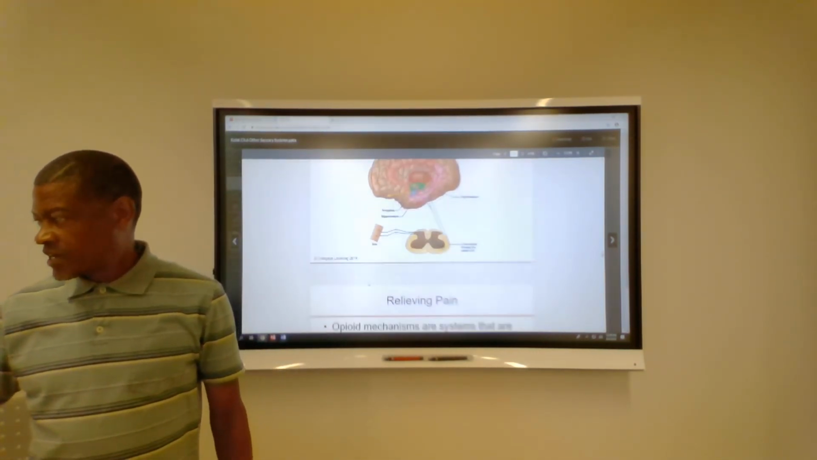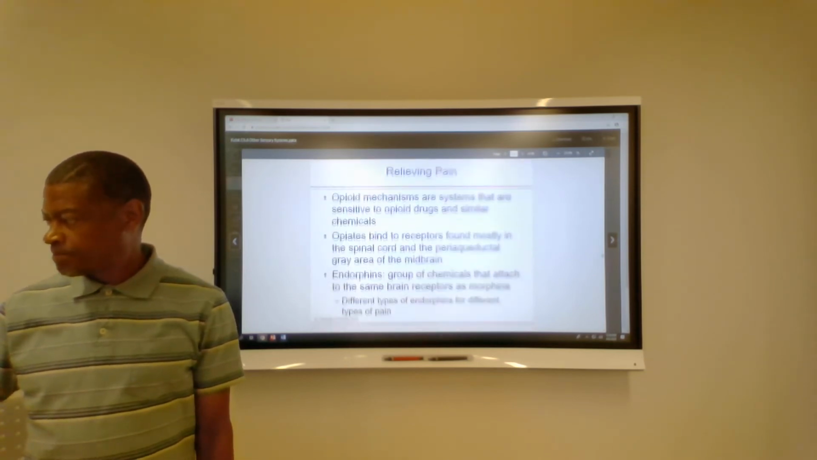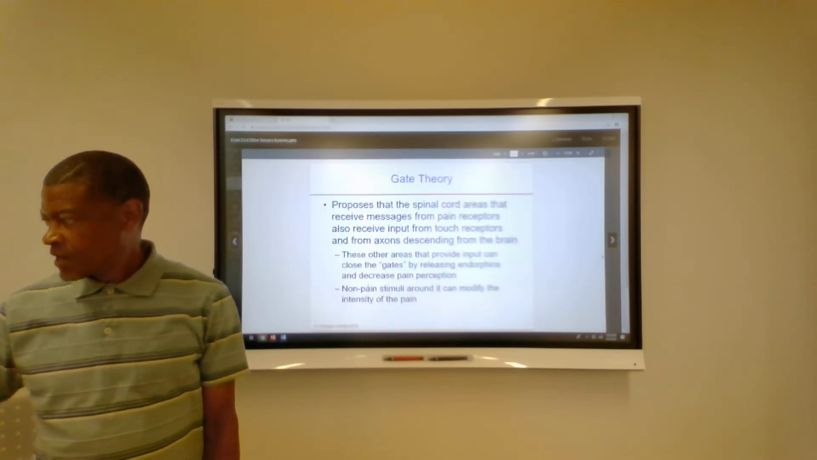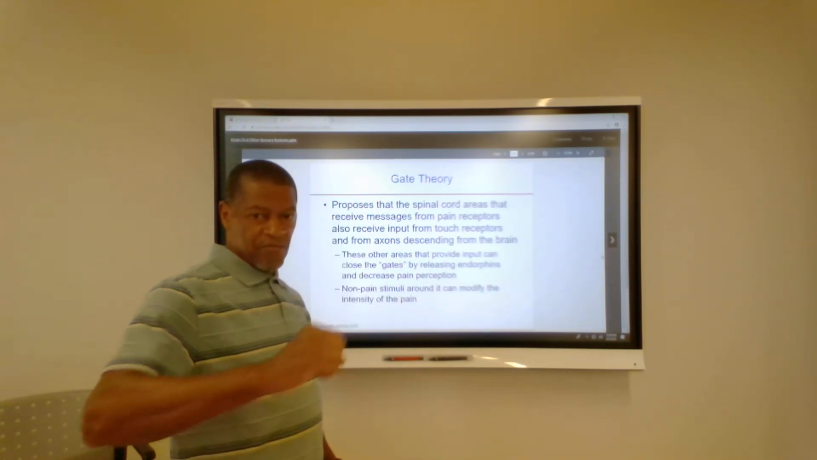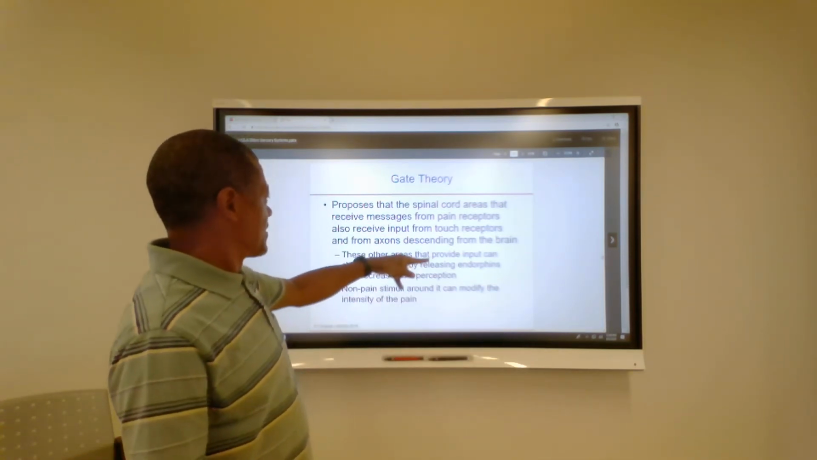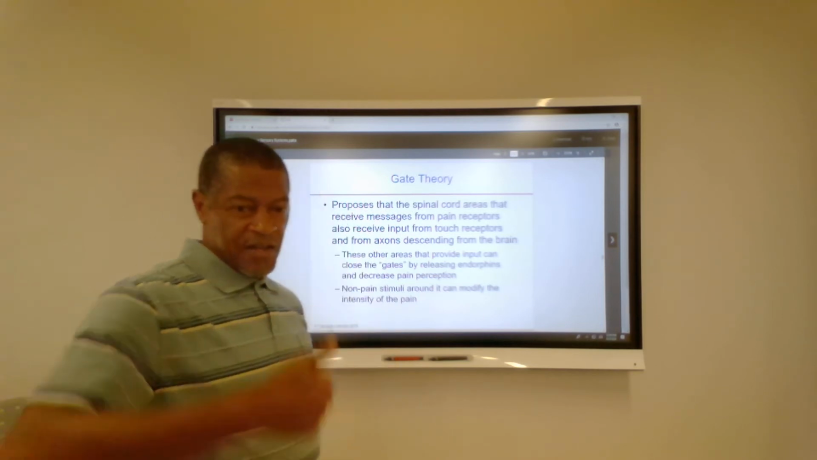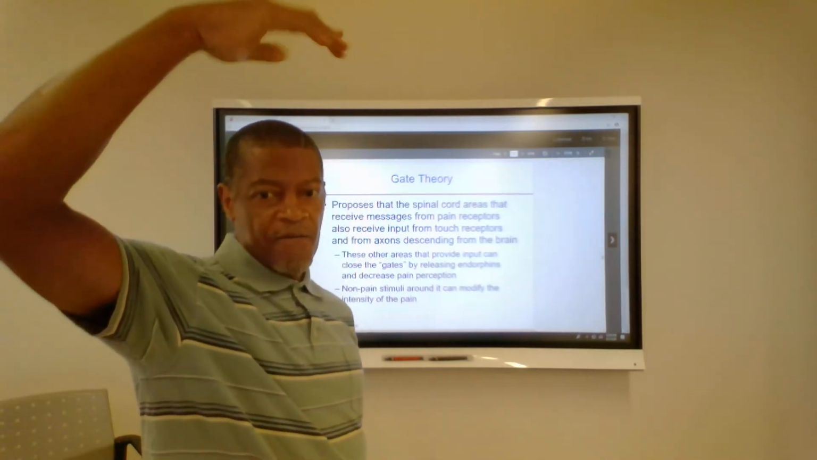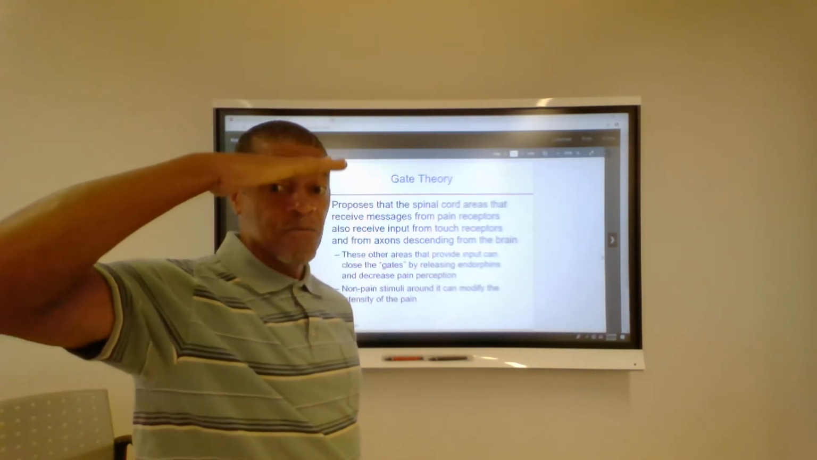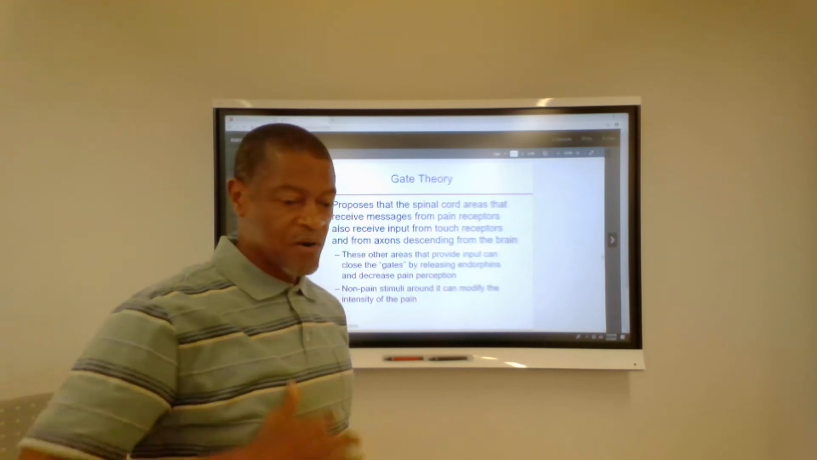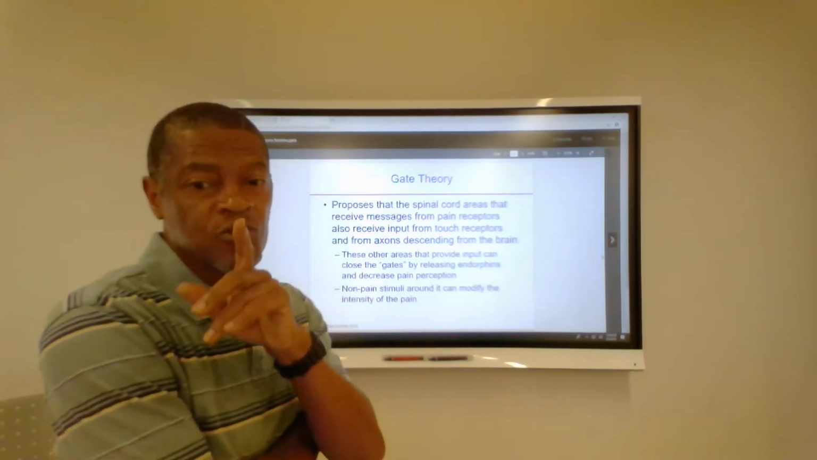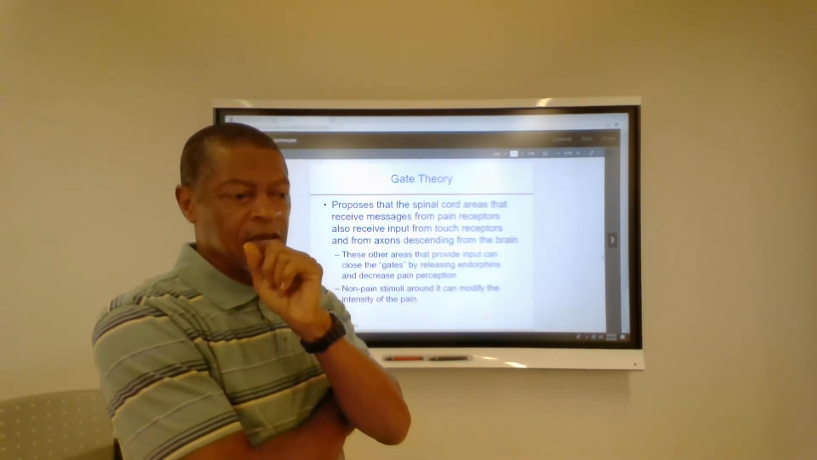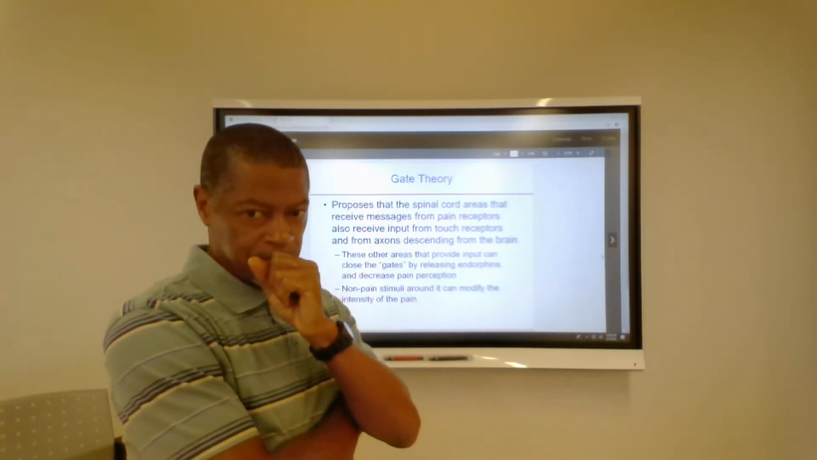There's a theory called the gate control theory of pain. It proposes that the spinal cord area receives messages from pain receptors that then go to the brain. From the brain, you have information that can be sent down from the top part of the brain to the spinal cord to kind of shut off that pain. So, gate control.